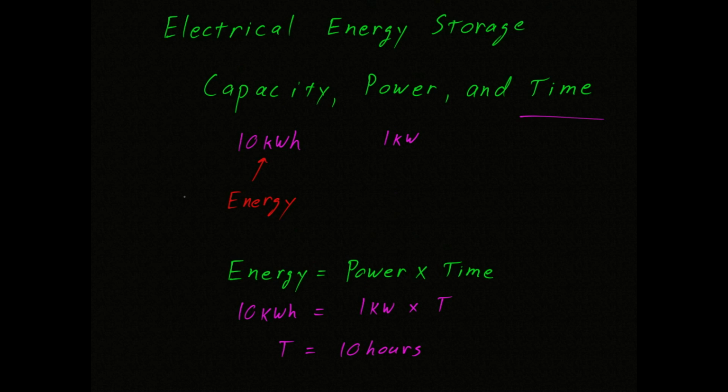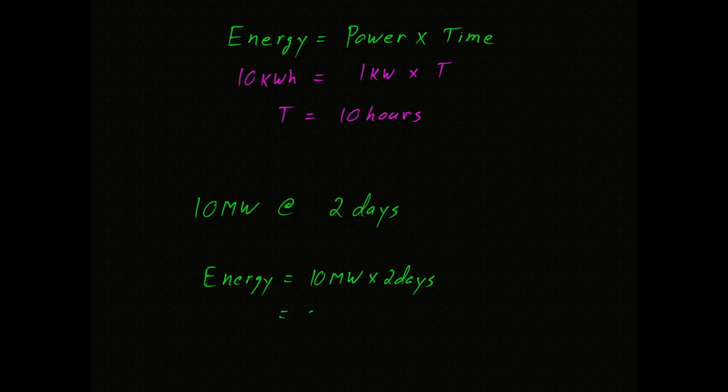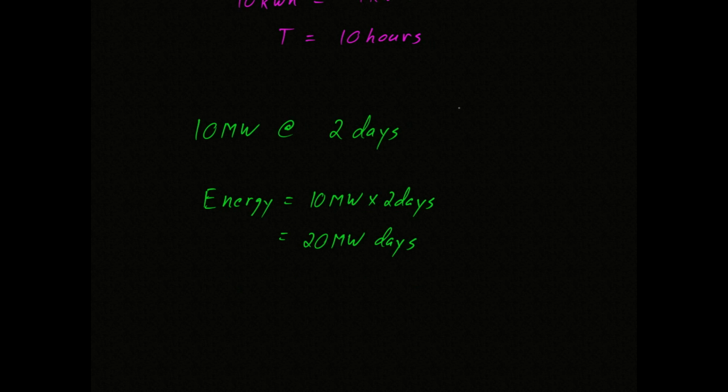As another example, consider that pumped hydro system that I described in the introductory videos. That system was rated to deliver a maximum power of 10 megawatts, and it could do so continuously for 2 days. From this, we can calculate the energy. We could leave it like this, but megawatt days is not a convenient measure of energy. Instead, let's convert it to megawatt hours or kilowatt hours.